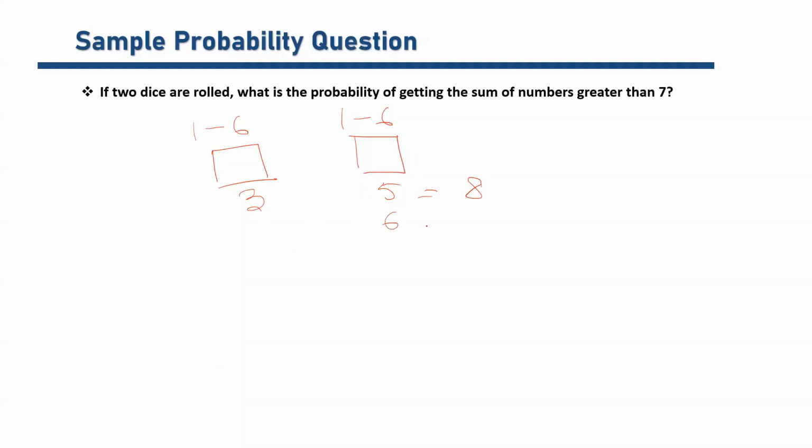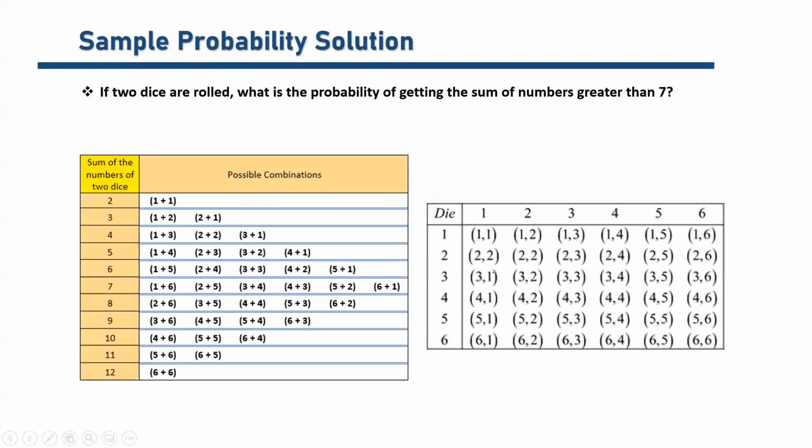2 here and a 6 here. So this is again 8. Right? You can have 5 here and a 5 here. So this is 10. So all of them are greater than 7. Now to solve this, what we'll do, we can create a chart like this.